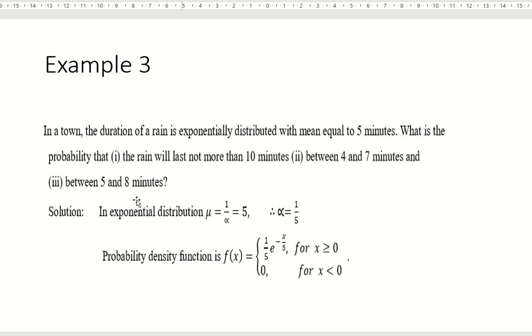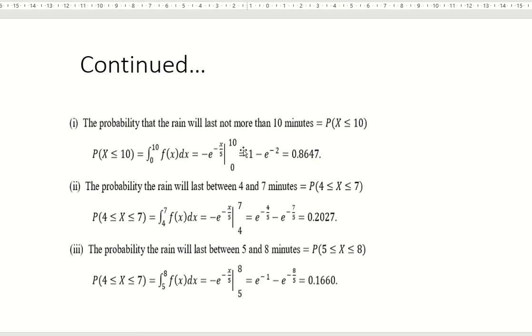Now first write the mean for the exponential distribution. Mu equals 1 by alpha, which is given as 5, so alpha equals 1 by 5. So what is the probability density function f(x)? That is alpha e power minus alpha x, but alpha is 1 by 5. So 1 by 5 e power minus x by 5 when x is greater than 0, and its value is 0 when x is negative, right? Now what is the first condition given? The rain will last not more than 10 minutes. That means the maximum limit is 10 and the minimum limit is 0. So the first case is P of x less than or equal to 10.